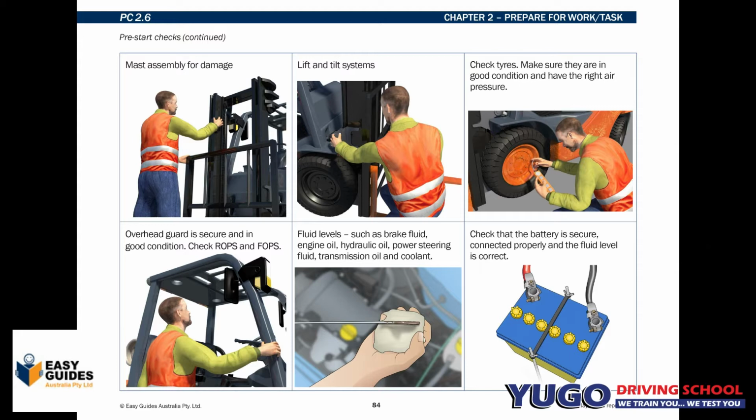Overhead guards, all guards on the forklift need to be checked to make sure they're doing their job. Your overhead guard, your load backrest, your foot guard. You want to make sure they're not bent, there's no broken welds, there's no rust going through it. If there's rust or they're in bad condition, they're not going to do their job properly. A load can still fall off, loads can fall on your head, can kill you, seriously injure you.